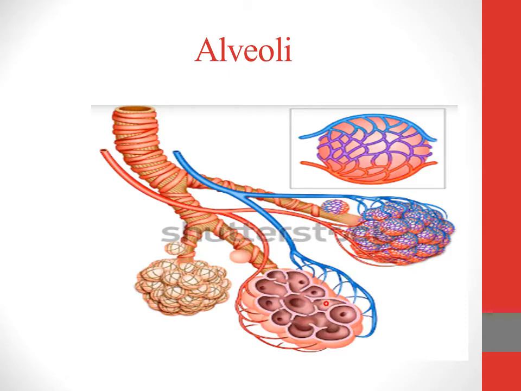So oxygen diffuses from the alveoli into the blood capillaries, and carbon dioxide diffuses from the blood capillaries into the alveoli. So from the medium of high pressure of carbon dioxide to the medium of low pressure of carbon dioxide, and oxygen diffuses from the medium of high pressure of oxygen to the medium of low pressure of oxygen. When the blood becomes oxygenated, its color then becomes bright red.